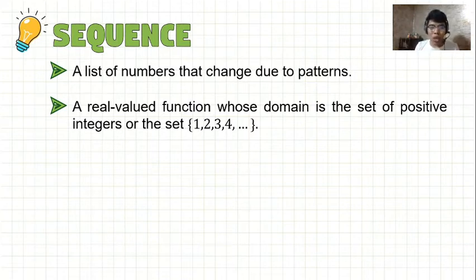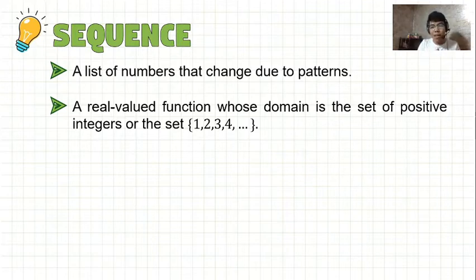Now, let's illustrate a sequence through mappings. We have three types of mappings: one-to-one, many-to-one, and one-to-many. One of these mappings is actually not a function, and that is the one-to-many mapping.